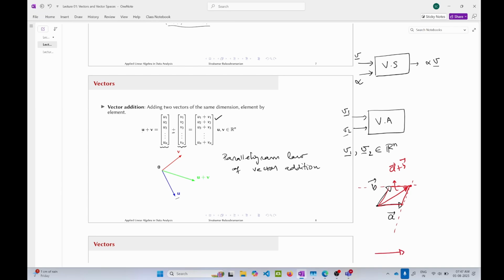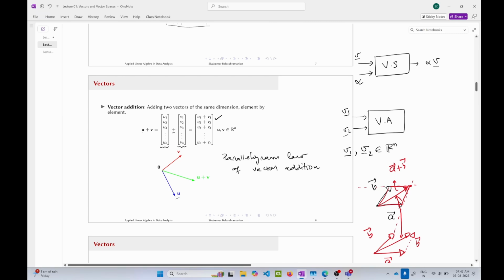Or another way to think about this is if you have A, you have B, you simply take B and you shift it along with A till the base of B meets the tip of A. Okay? And then you join the base of A with the tip of the shifted B. These two are the same. Okay, that's the parallelogram law of addition, right?